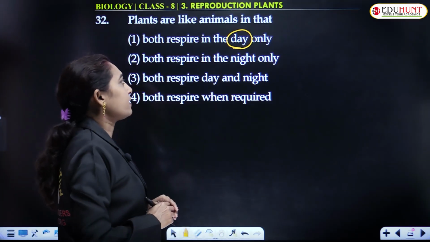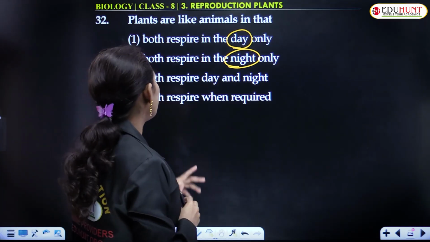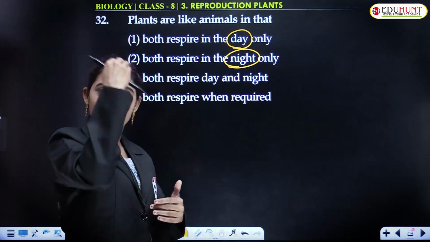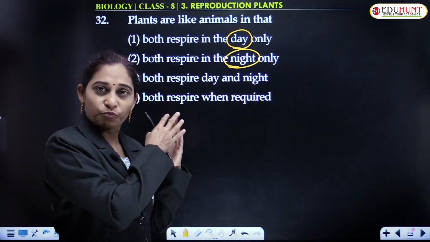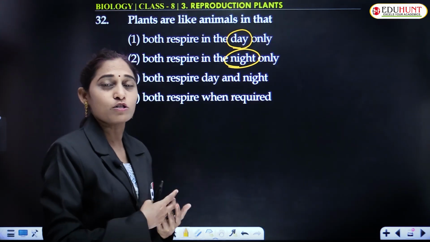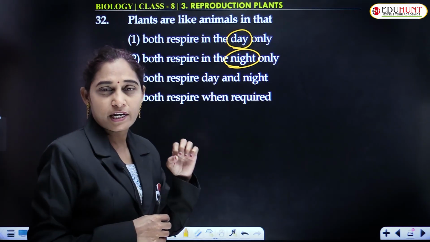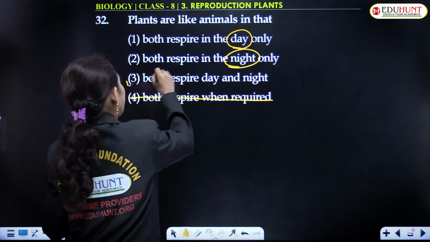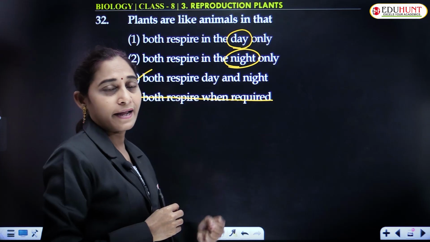Both respire in the night only. So it is not the correct answer. Both respire whenever they require. We respire till our last breath. Right from the beginning we are respiring. Even our zygote also respired. The cells respire, individuals respire. So not this. The correct answer is both respire day and night.